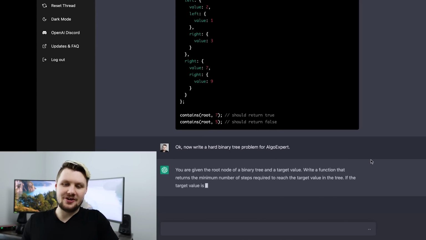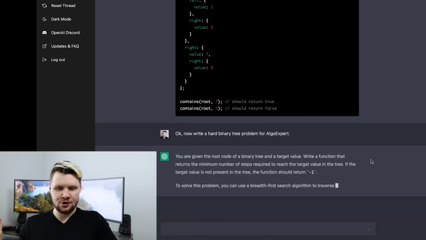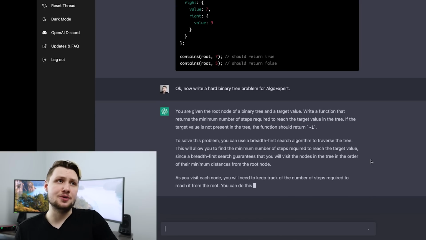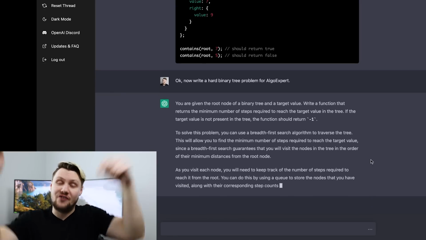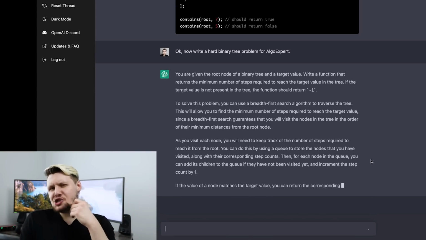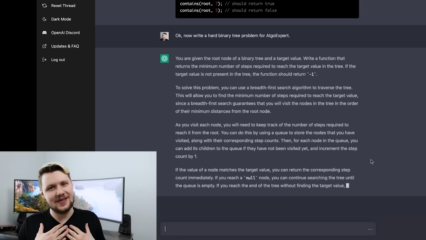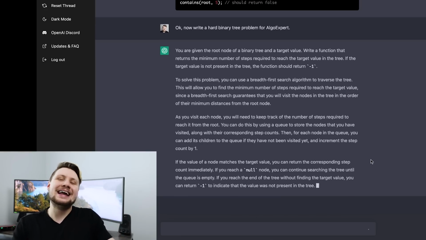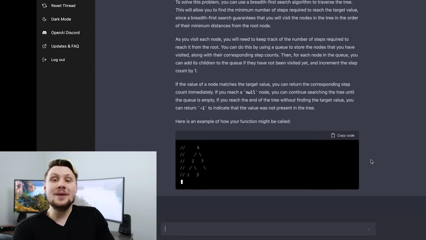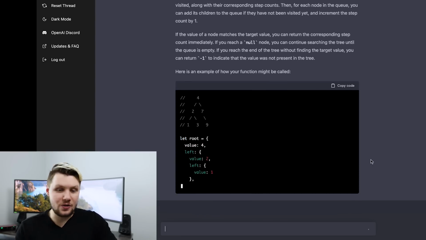You are given the root node of a binary tree and a target value. Write a function that returns the minimum number of steps required to reach the target value in the tree. Okay, that is actually pretty hard, because first you have to find the target value, then you can imagine that the tree might have multiple of the target value. It's not super difficult. So here, that's the first time where I'm a tiny bit disappointed. Keep in mind, it's very luxurious of me to say that I'm disappointed. Tiny bit disappointed, because this is not that hard of a problem. But still, the fact that it's coming up with this problem in the first place, and then it's giving me an example of the code and all that, I don't know.